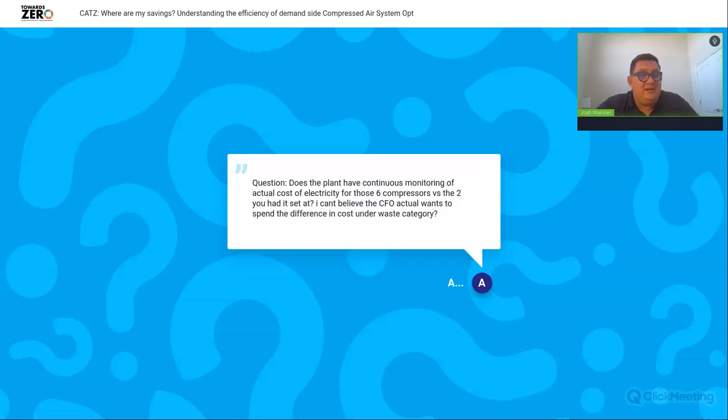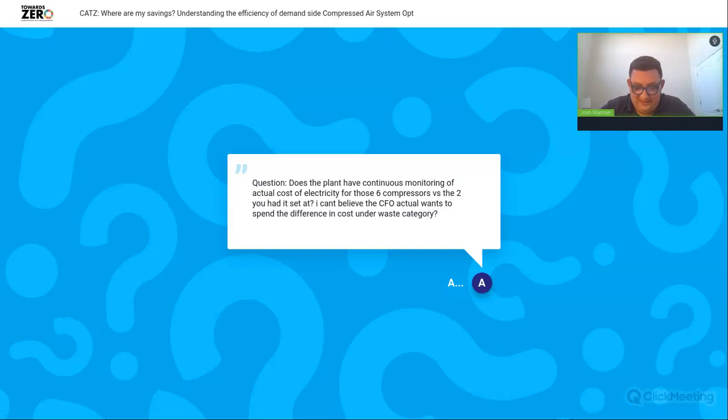All right. Anthony Nicotera asks, does the plant have continuous monitoring of actual cost of electricity for those 6 compressors versus the 2 you had it set at? I can't believe the CFO actually wants to spend the difference in cost under waste category.